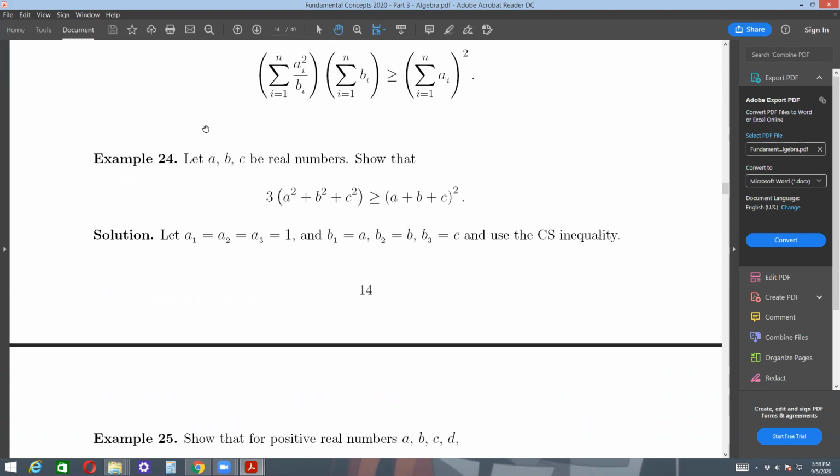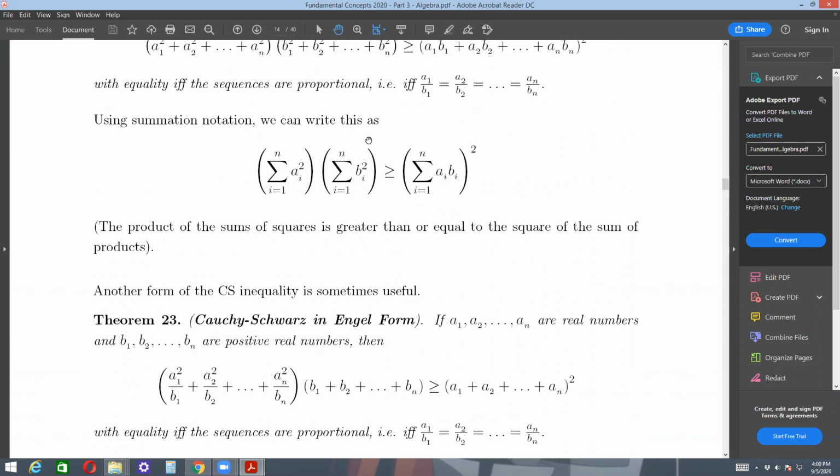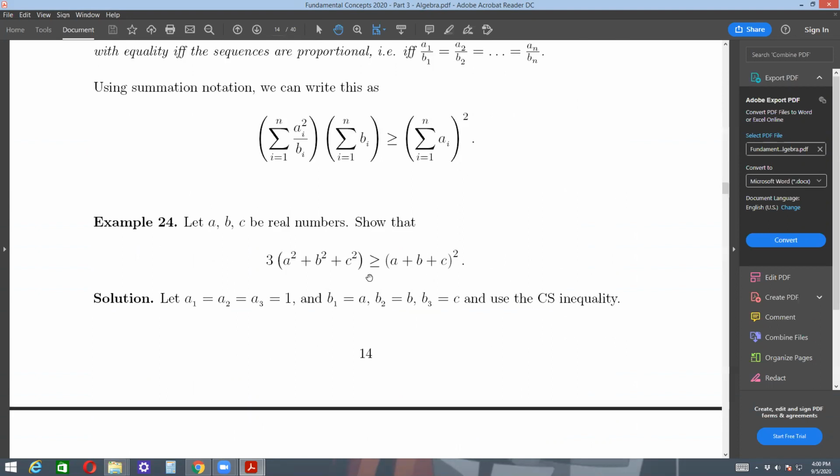So example 24: if you wanted to prove that 3 times (a squared plus b squared plus c squared) is greater than or equal to (a plus b plus c) all squared. Notice I have a squared plus b squared plus c squared, which I could take as this directly, and then I have something squared. Anytime you see things like this, where you have a sum of squares on one side and the square of the sums or products on the other, then think of Cauchy-Schwarz.